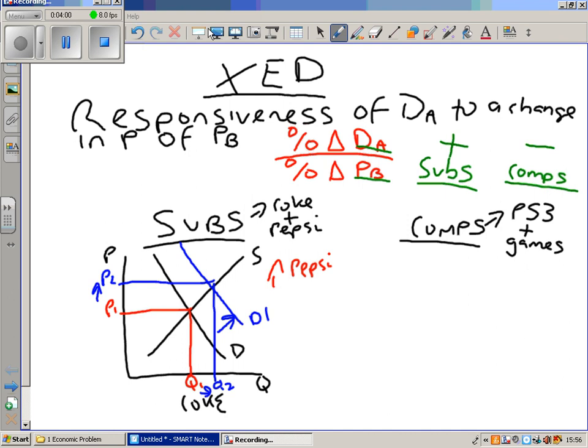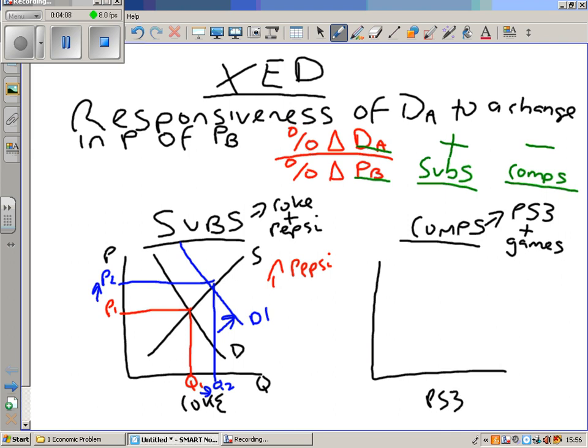Let's move on to complements then. So imagine we're looking at the market for PS3 consoles. So again, we've got supply and we've got demand. Now in this case, a PS3 and a game, so the games that go with the PS3, have to be strong complements, simply because they have to be used together. One on its own is no good without the other. A games console without a game, well, what would you do with it? A game without the console, again, how would you work the game?